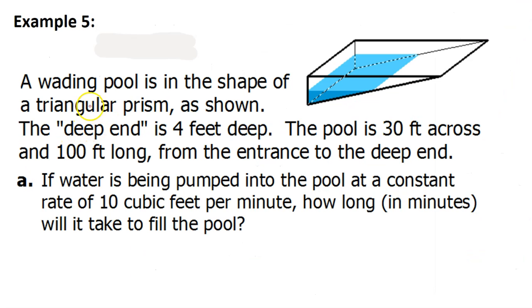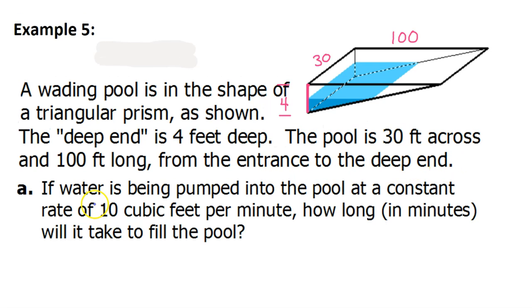Example 5. A wading pool is in the shape of a triangular prism as shown. The deep end is 4 feet deep. The pool is 30 feet across and 100 feet long from the entrance to the deep end. Part A. If water is being pumped into the pool at a constant rate of 10 cubic feet per minute, how long, in minutes, will it take to fill the pool?